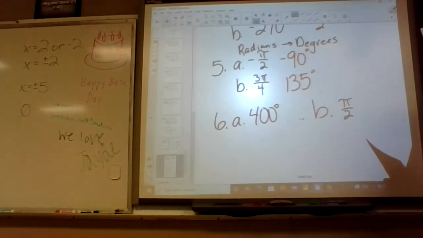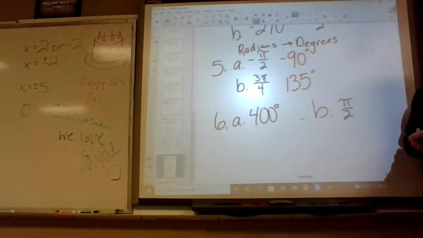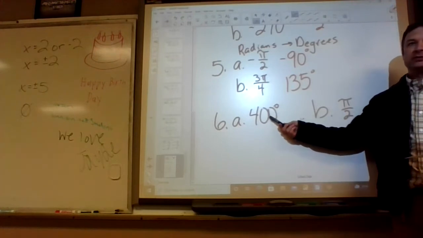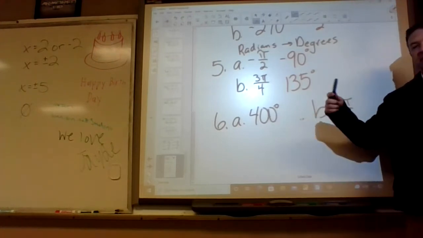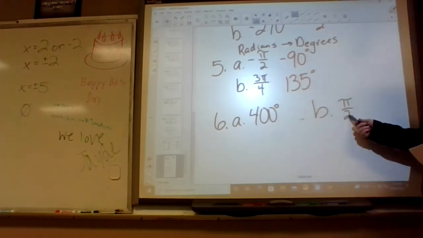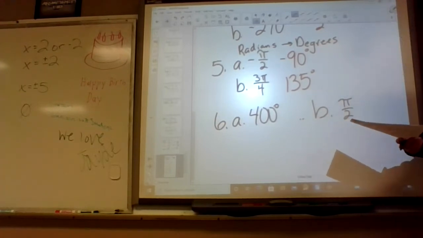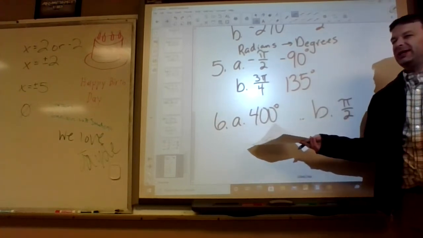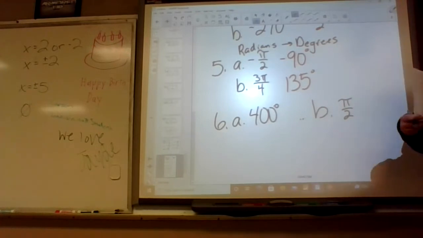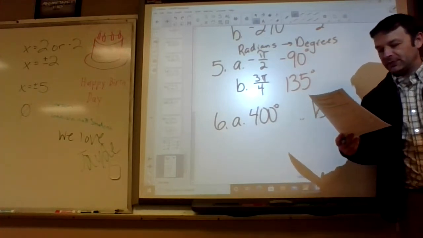Remember doing these problems? You subtract 360 or add 360 to get an angle that stops at the same spot. If it's in radians, you add 2 pi or subtract 2 pi. So 40 is one of the possible answers, but you also need a negative. So you subtract 360 again. Negative 320.